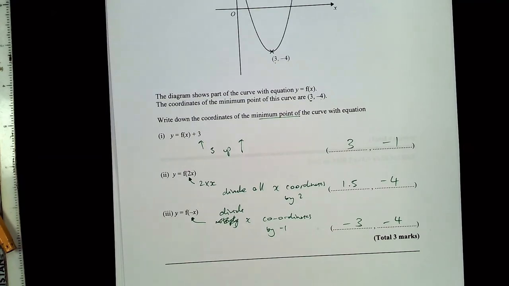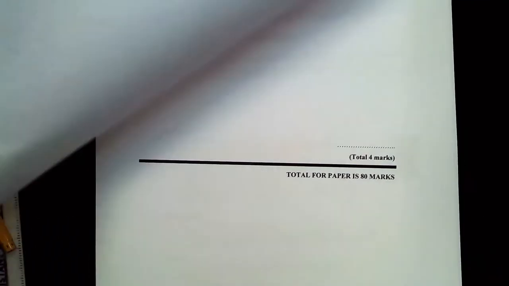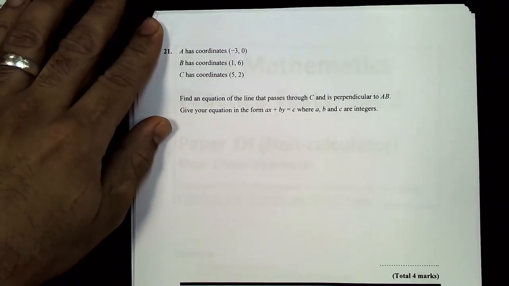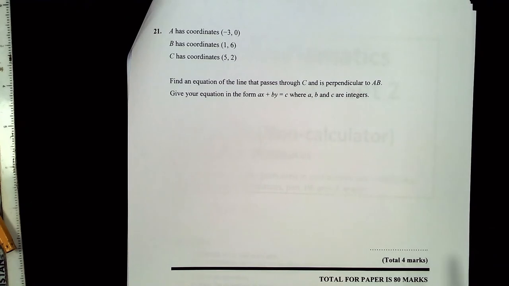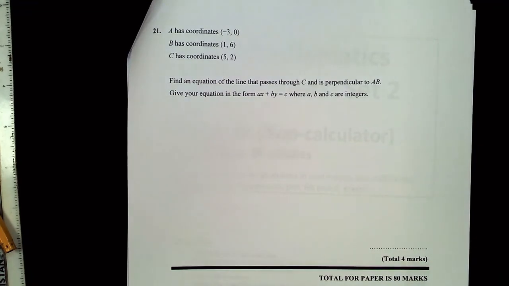Alright, question 21, the last question. A has coordinates (-3, 0). B has coordinates (1, 6). C has coordinates (5, 2). Find the equation of the line that passes through C and is perpendicular to AB. Give your equation in the form ax plus by equals c, where a, b and c are integers.